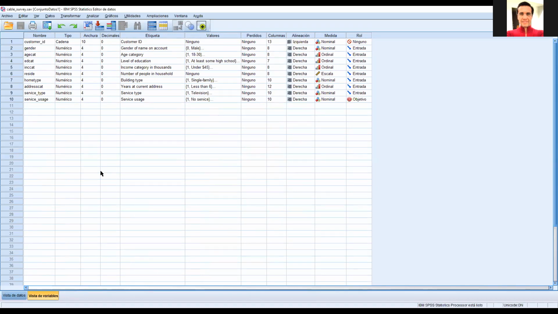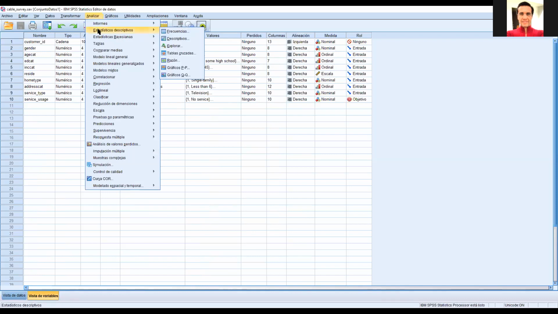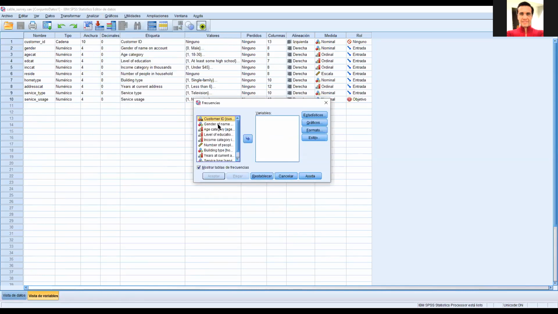So now let's start. First of all, we need to know the relation between the gender of the accounts. So we have to know the frequency between male and female. How are we going to do it? We are going to go to Analyze, Statistics, Frequencies. Once you are right there, you are going to choose gender. You are going to press the middle arrow. It will move to the right. Go to Statistics.